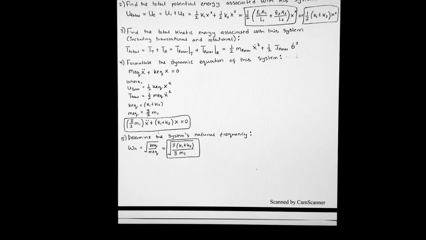Then for number 5, we are told to determine the system natural frequency, which is a general equation as omega n equals the square root of the equivalent spring constant over the equivalent mass. Well, using the solved equation above in number 4, we plug it into this equation. This is what we get for our natural frequency.